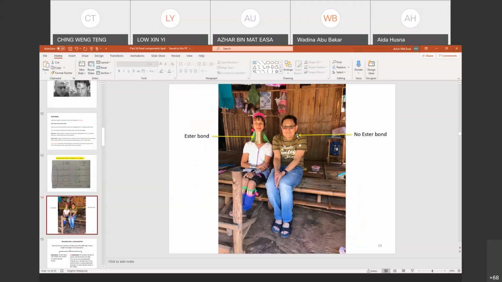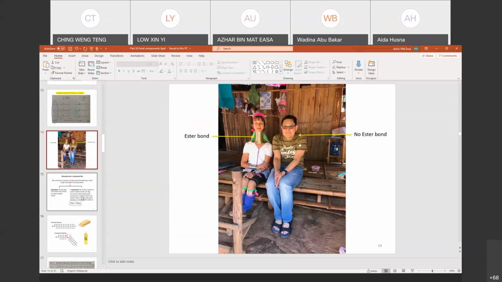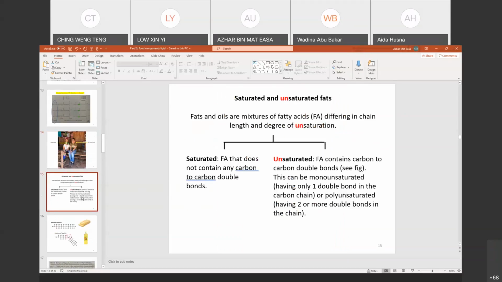Our neck is so short, we are not qualified to put on that metals ester bond. You're laughing, aren't you?